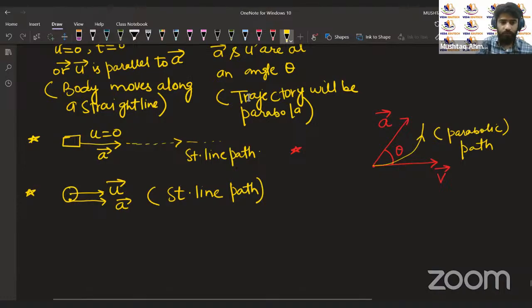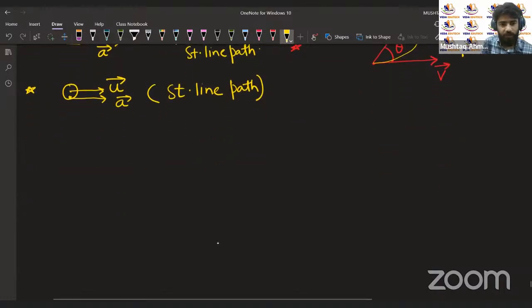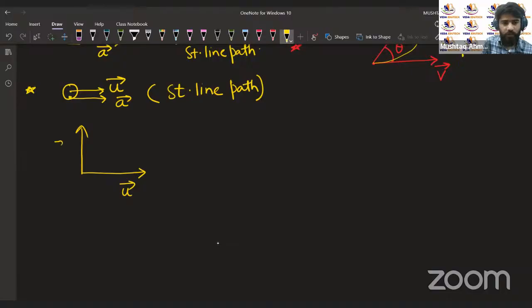Let's suppose that the acceleration is like this and the velocity is like this. So this is our u vector and this is our a vector. Then the path of this particle is going to be like this. It's once again a parabola.